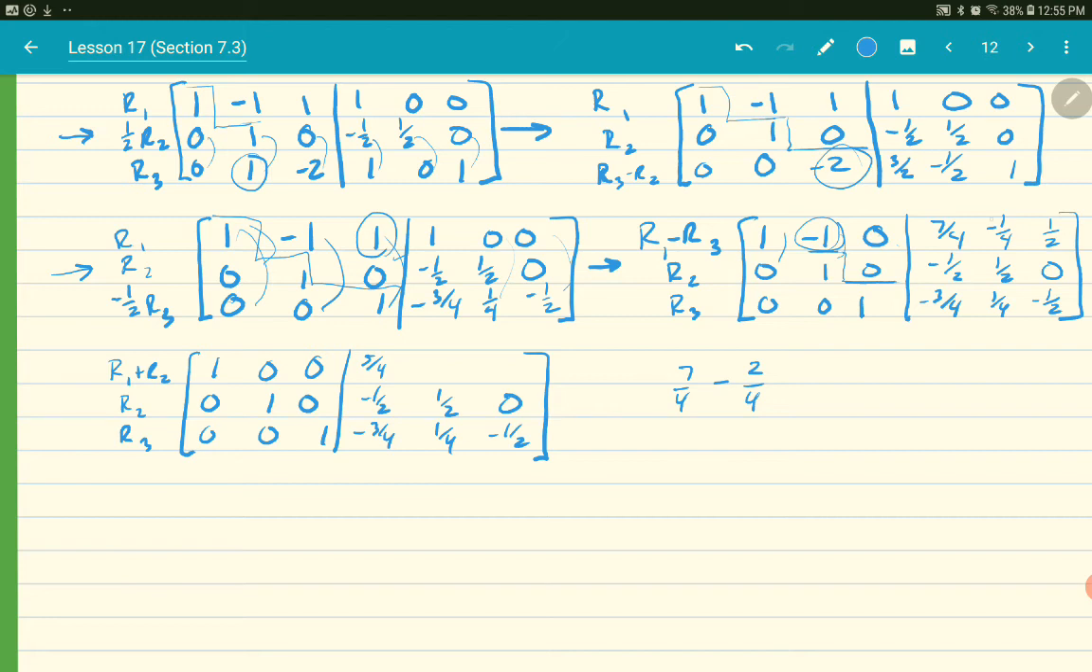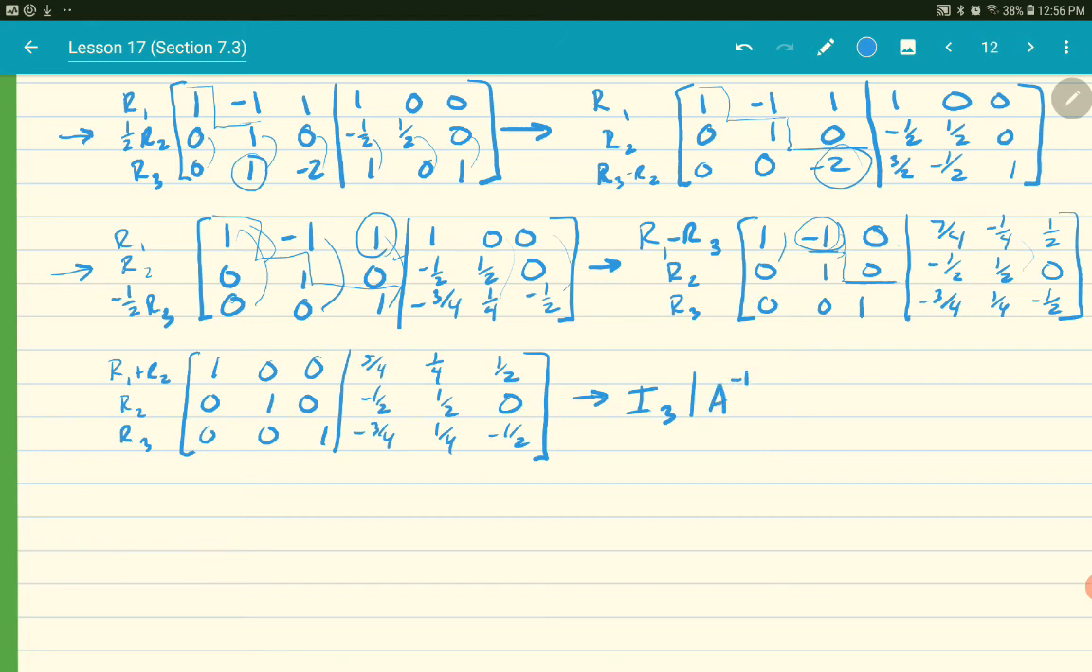And then negative 1/4 plus 1/2 is negative 1/4 plus 2/4, so that's 2 minus 1, so that's 1/4. And the last one, 1/2 plus 0 is 1/2. So I'll erase my scratch work. And I got my identity matrix on the left. Remember, this is the identity, and then A inverse is now on the right.